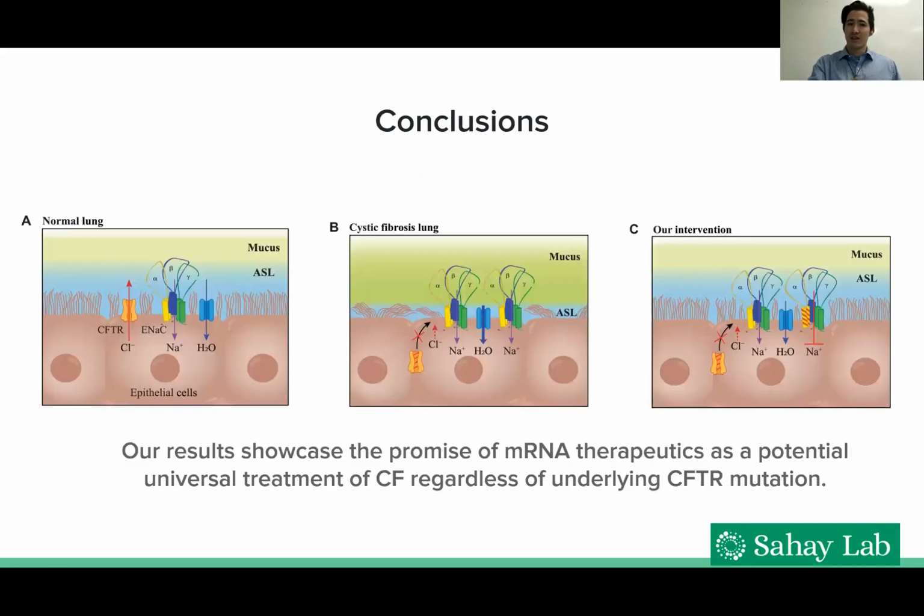For our conclusion, our results from this research study showcase the promise of mRNA therapeutics as a potential universal treatment for cystic fibrosis, regardless of underlying CFTR mutation. And seen here in the intervention, our goal is to ultimately restore airway surface liquid height to allow for proper mucociliary clearance, preventing the formation of the thick mucosal layer that often leads to pulmonary deterioration.